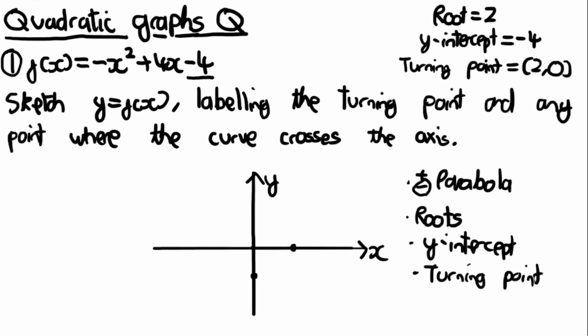So if we draw the quadratic, we can say that it looks something like this, where it touches the x-axis here, and intercepts the y-axis at minus 4. Remember, it's really important to label it. And then the root is at 2, and the turning point is 2, 0.